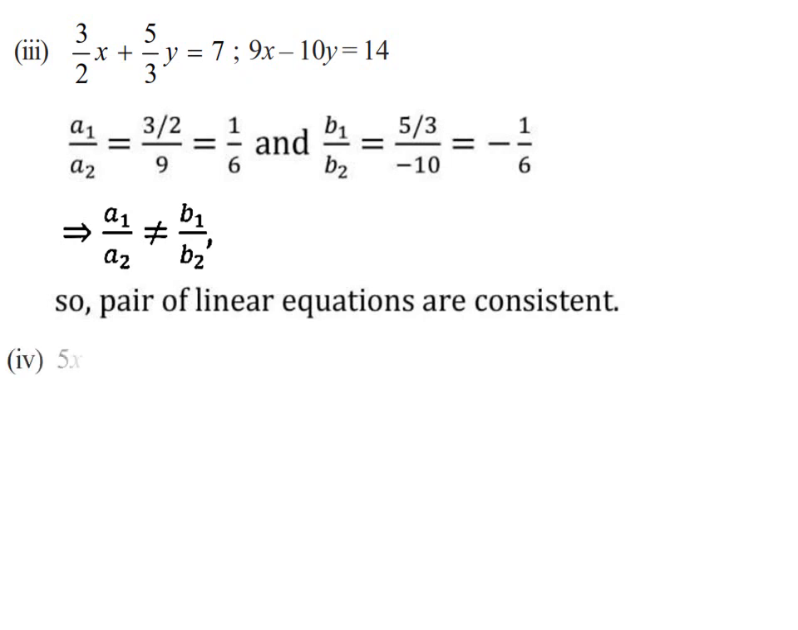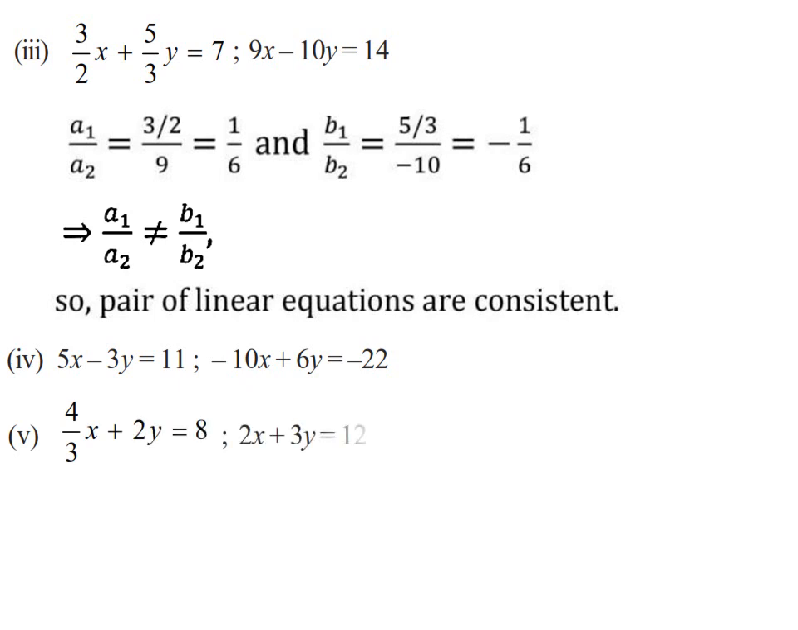So next two questions. The fourth question is 4x minus 3y equals 11, and minus 10x plus 6y equals minus 22. And the fifth question, 4 by 3 x plus 2y equals 8, and 2x plus 3y equals 12. These two questions will be your homework. You have to just verify the ratios and calculate whether the lines are consistent or not. So these two questions you have to do as your homework.